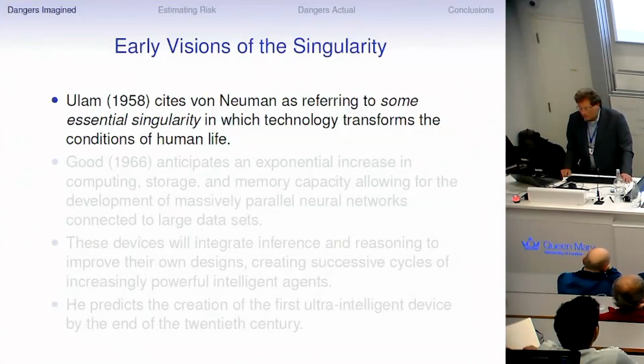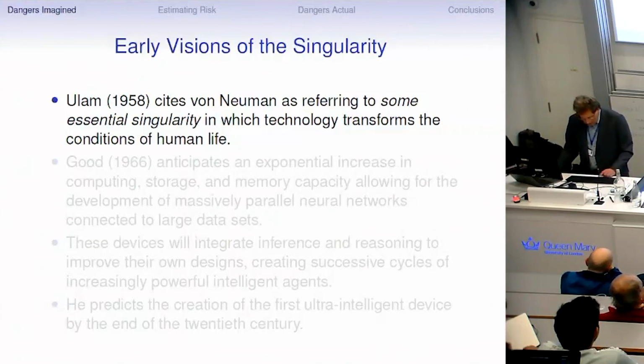The first reference seems to be in a memoir by a person called Ulam, who wrote a memorial article for von Neumann. Von Neumann, major Hungarian American mathematician and computer scientist, apparently in a conversation with Ulam referred to some essential singularity, referring not to intelligence as such, artificial intelligence, but to a situation where technology transforms the conditions of human life so that they never go back to what they could have been before. So that's where the term seems to have come from.